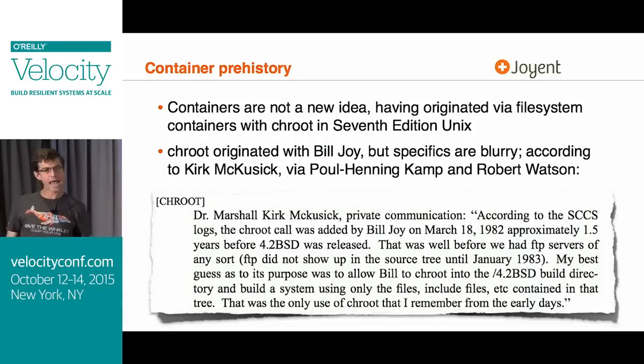What we do know is that Chroot was a very good idea, and that people began to experiment with this idea, and in particular as a way of running untrusted software.